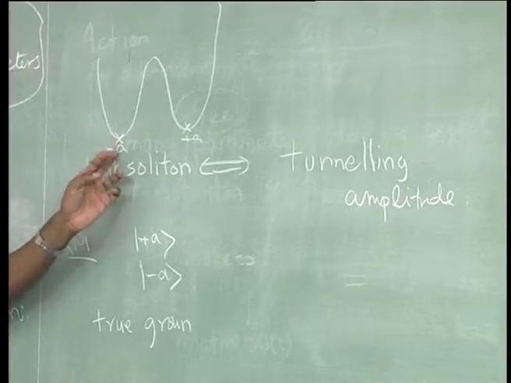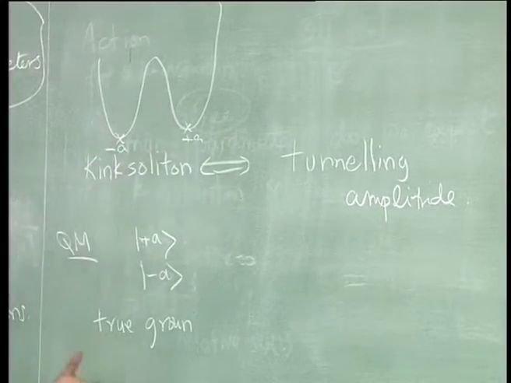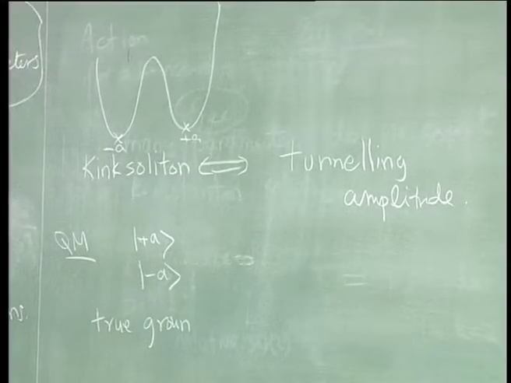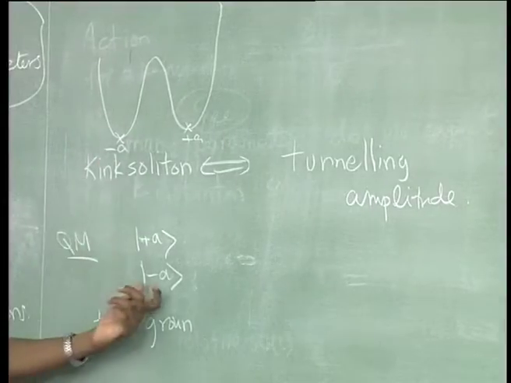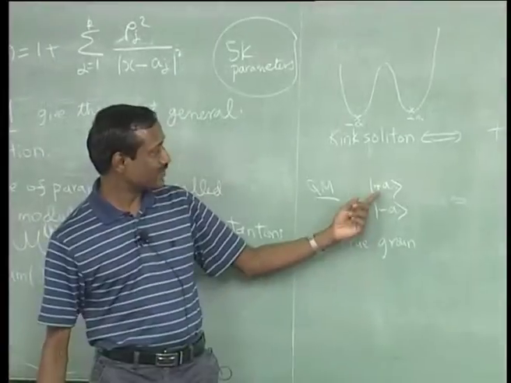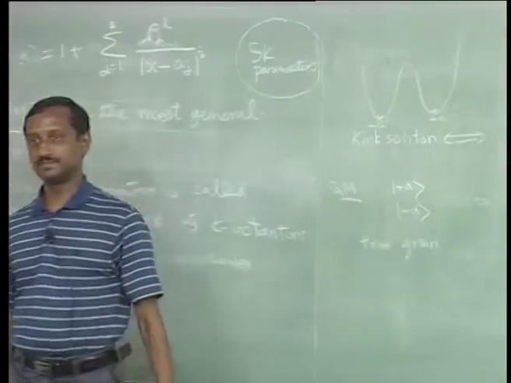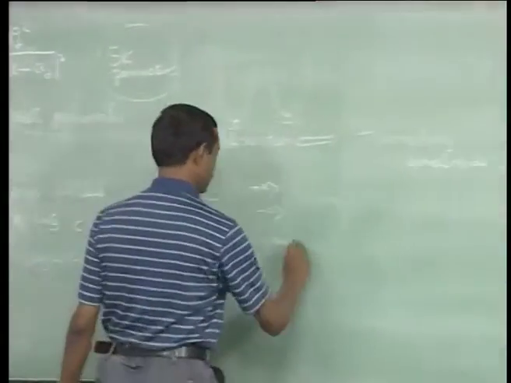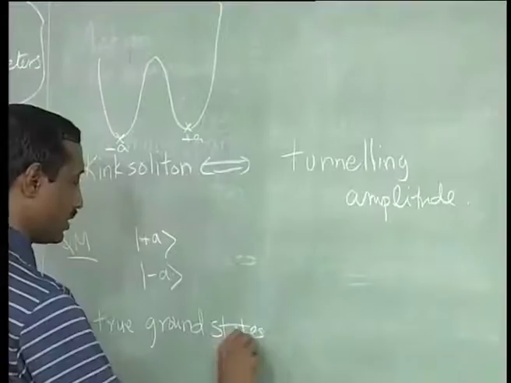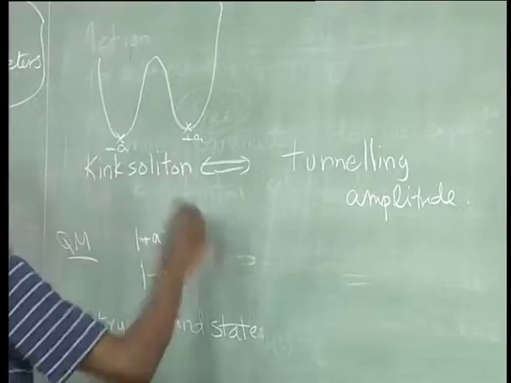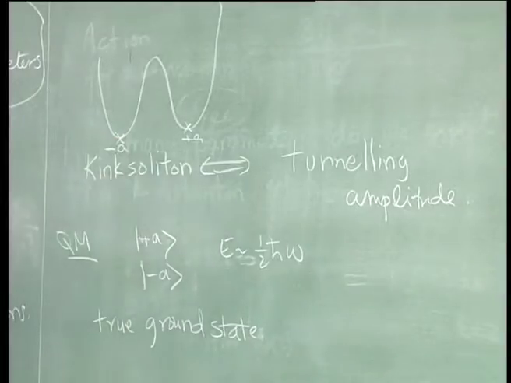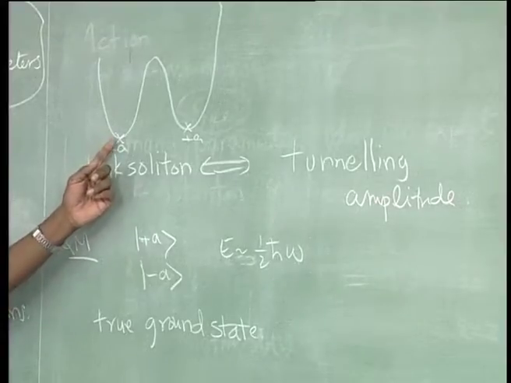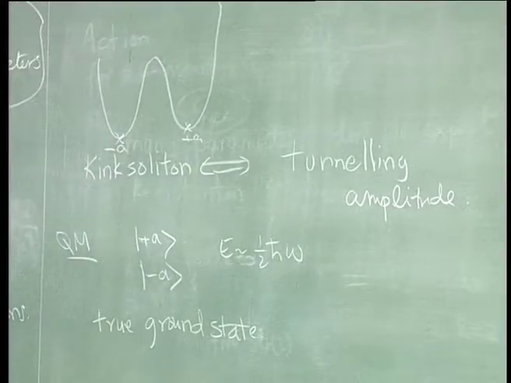One is at x equal to minus a. Let us think of some harmonic approximation, and you can think of this as a Gaussian centered here as an approximation, and this as a Gaussian centered at the other point. But the true ground state is neither, it is the even combination. In the harmonic approximation the energy would be some half h cross omega, where omega is determined by the curvature of the potential out here, the second derivative evaluated here.